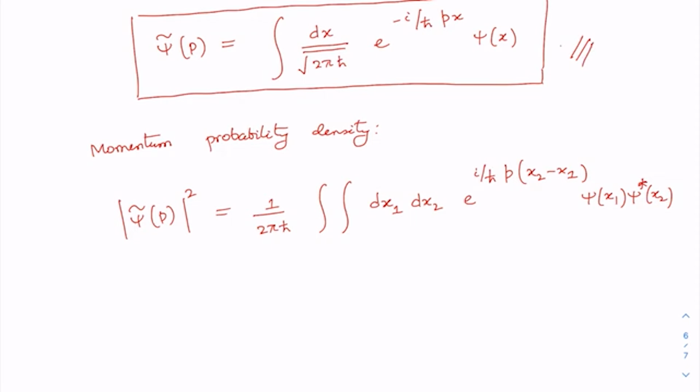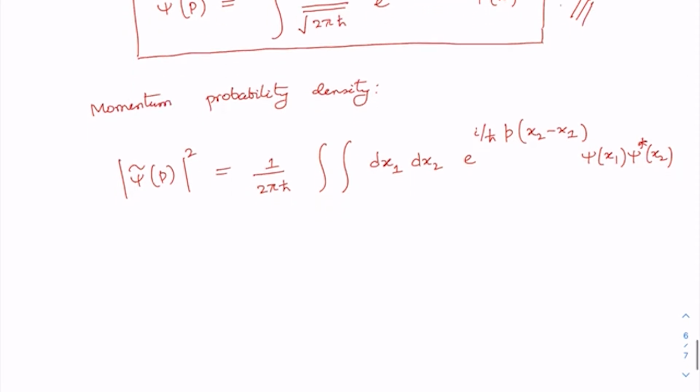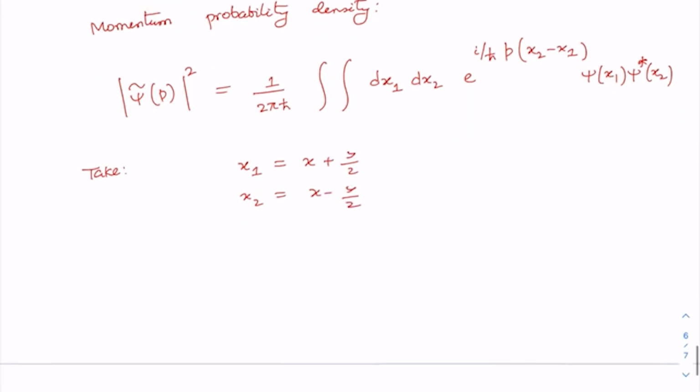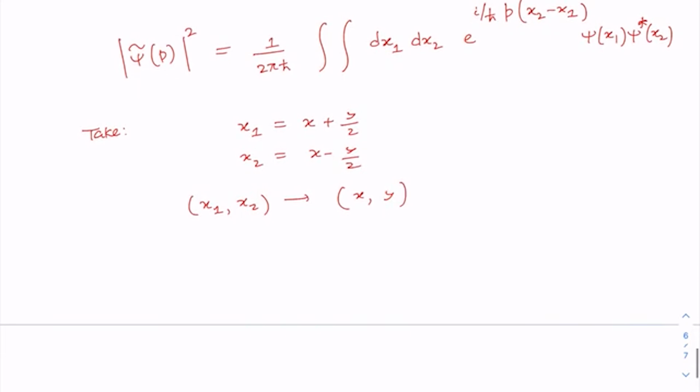Now this could be written in a more simplified form by a change of variables. So let me take x1 equal to x plus y by 2 and x2 equal to x minus y by 2. That means I am going from this set of variables x1, x2 to a new set of variables x and y. If I do that, you will see that the determinant of the Jacobian of the transformation is equal to 1.